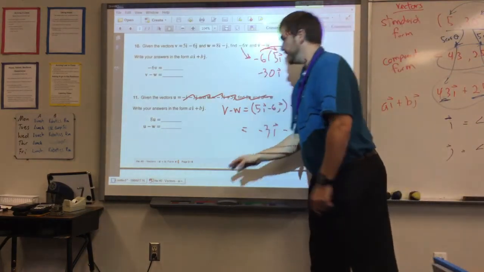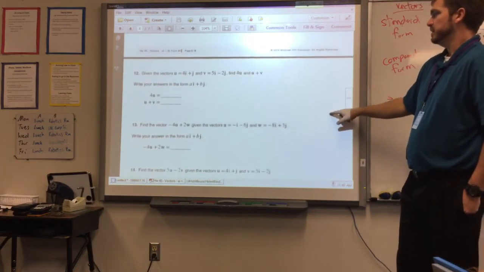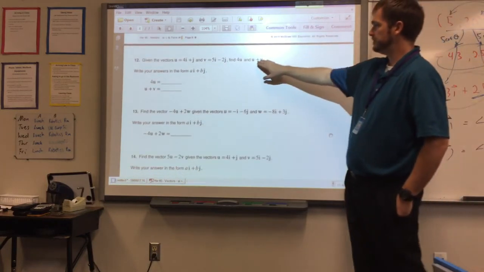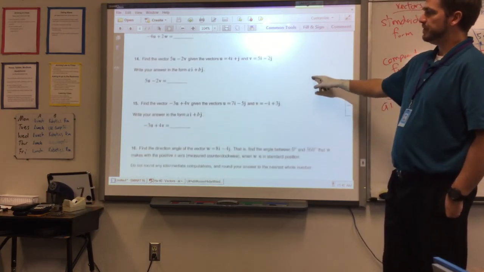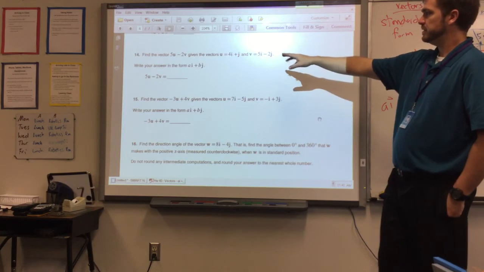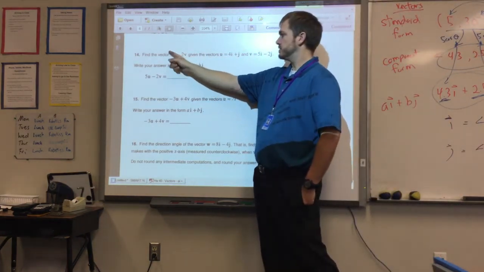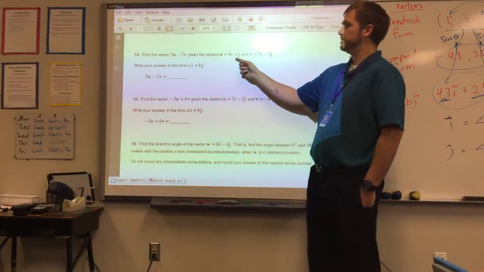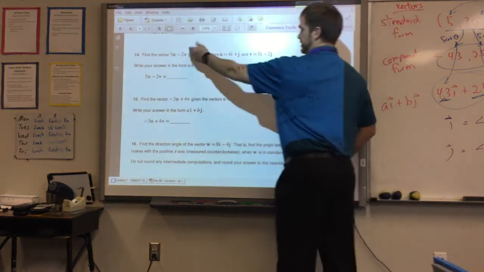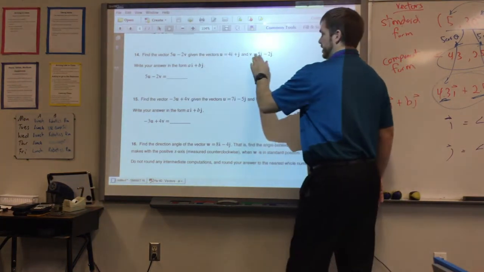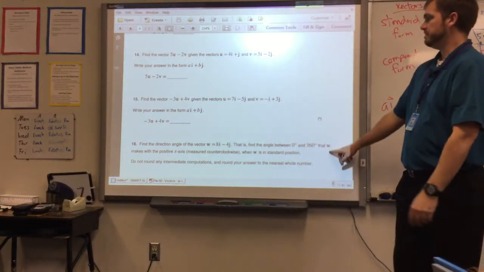Almost finished. Let's scan down here, see if there's anything else that's kind of tricky. 12, 13, 12 looks very much the same. Do y'all think you can handle 14? Yes. Find the vector 5u minus 2v. So it's going to be 5 times vector u minus 2 times vector v. So you just take the 5 and multiply it by those, then the -2, and then you'll add them all up.